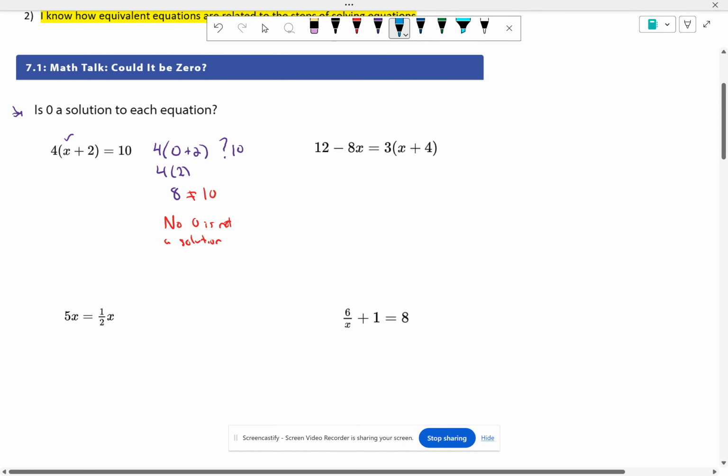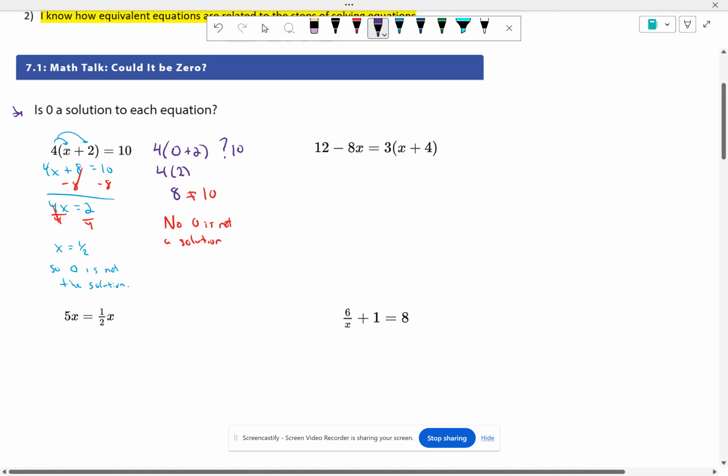Alternatively, what some people will do is actually solve the equation for x to find out what x is. And a strategy there is to distribute the 4. So I get 4x plus 8 equals 10. Subtract 8 on both sides to isolate the 4x. And then divide both sides by 4 to get x by itself. And then we get x equals 2/4, which is 1/2. So if x is 1/2, then it can't be 0. So 0 is not the solution. So those are 2 alternate ways of doing it.